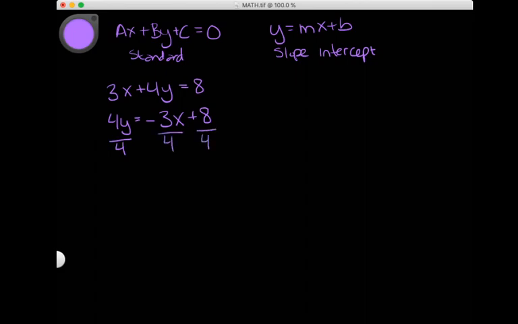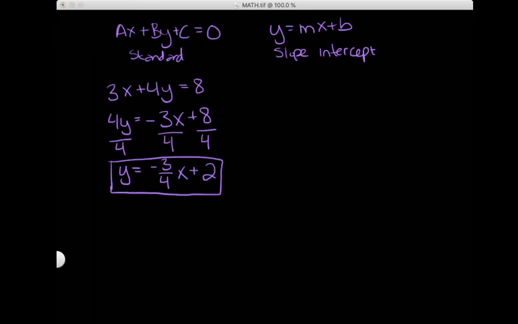So on this side, I'm left with y. So 4y divided by 4 is y. I have negative 3 over 4x. And then 8 divided by 4 is 2, so plus 2. All right, so there's our answer in slope-intercept form. Let's do the next one on the page.